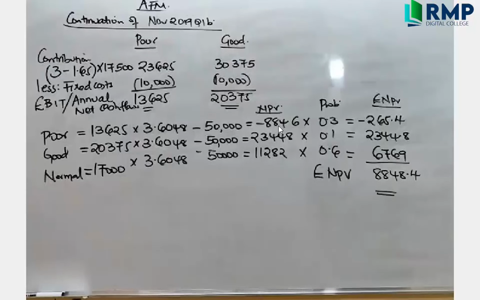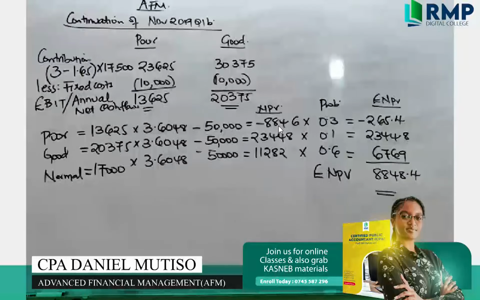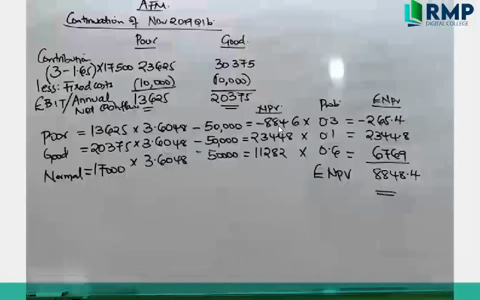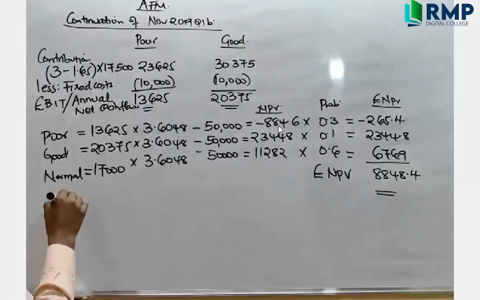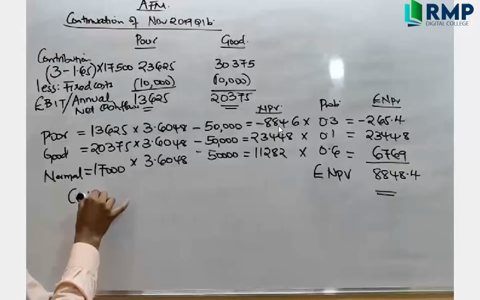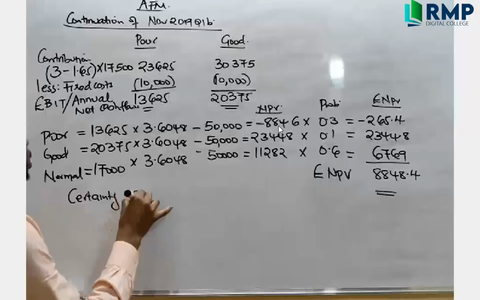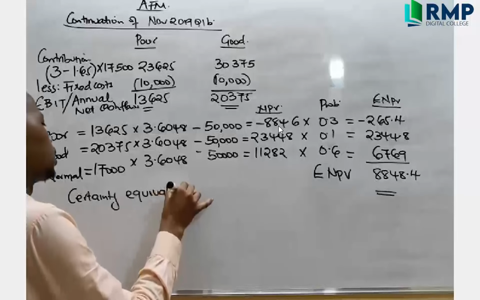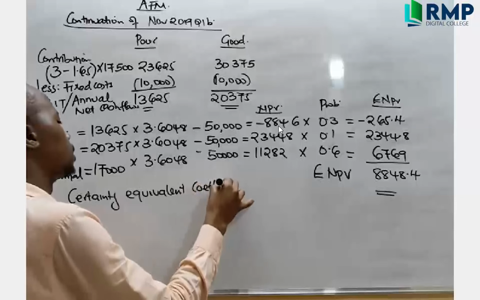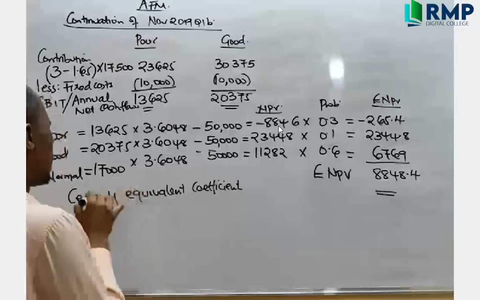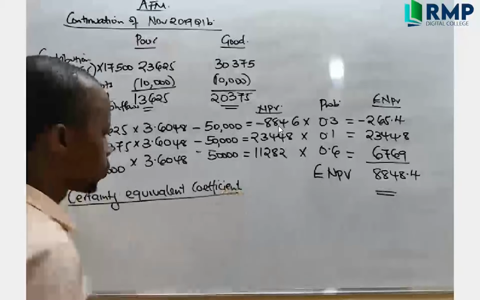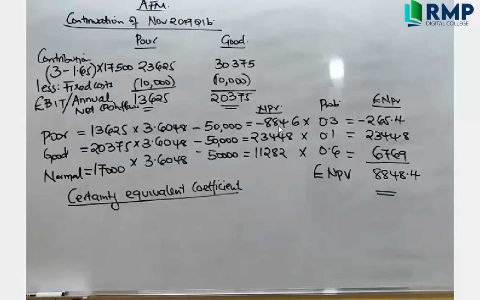Allow me to do the last thing of the night. The last thing, taking 20 minutes. I just want us to do something called certainty equivalent coefficients. It is another method. So allow me just to summarize it. It's a very simple thing, right?